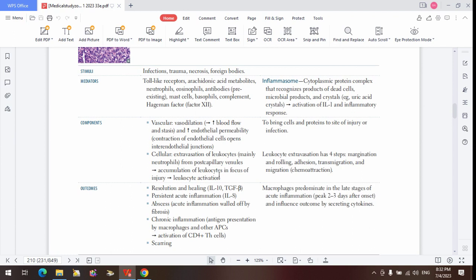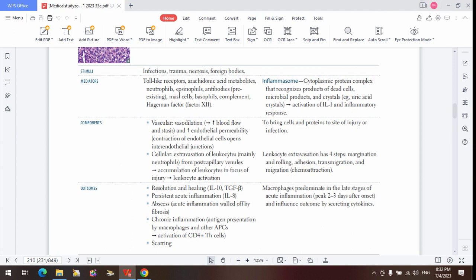Red blood cells will stay in the center, while the white blood cells will go to the margin of the endothelial cells so that they can attach to the activated endothelial cells. Then the next thing is for the white blood cell attached to the endothelial cell to move across those endothelial cells into the tissue. That's the process of extravasation of the leukocytes, so they're able to travel to the focus of injury.